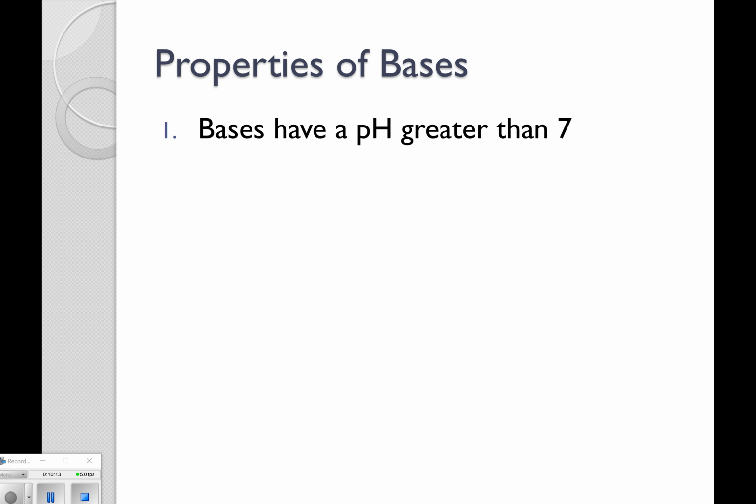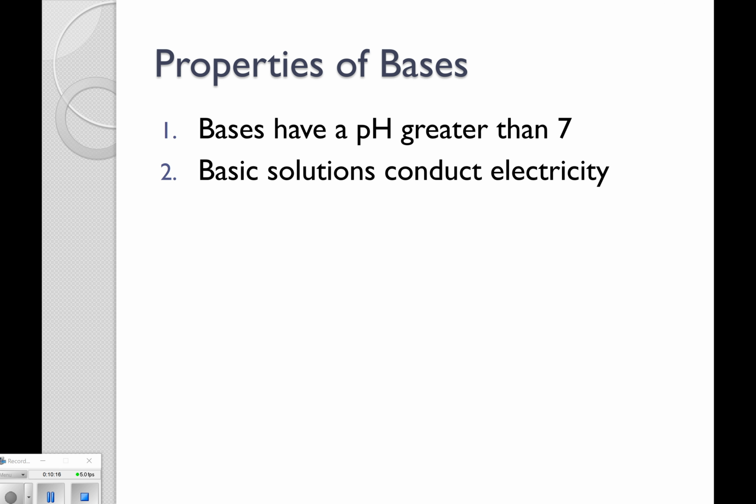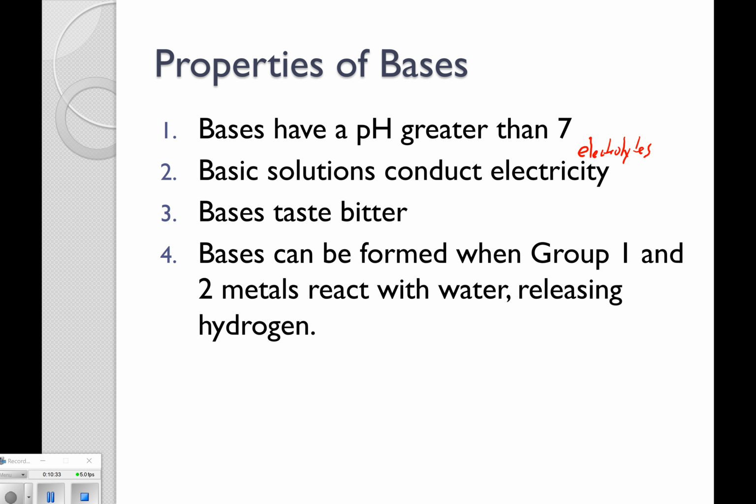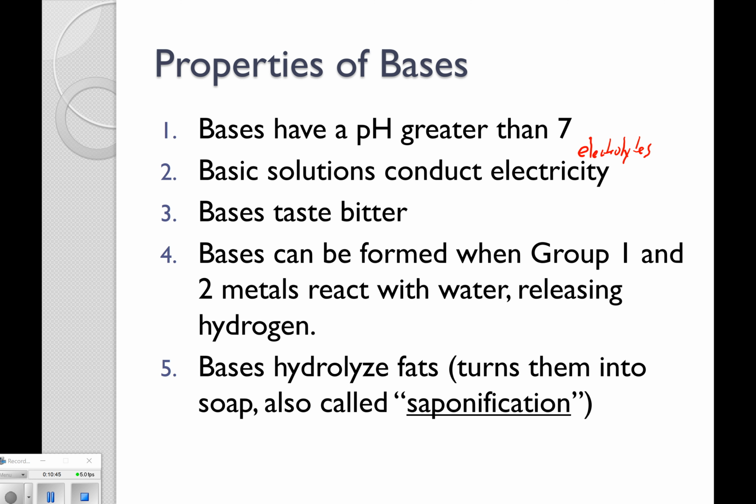So bases have a pH greater than 7. Remember, acids are lower than 7. 7 would be neutral. Basic solutions do conduct electricity, just like acids. So these are electrolytes and will conduct electricity. Bases taste bitter, kind of the opposite of what acids would taste like, which are sour. And bases are formed when group 1 and group 2 metals react with water, which would then release hydrogen as hydrogen gas.